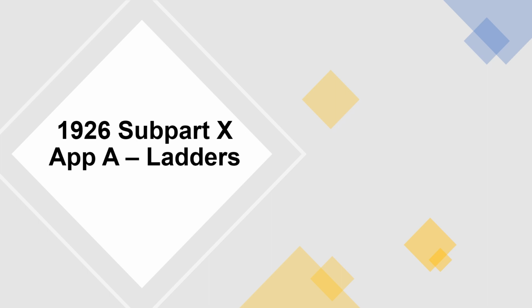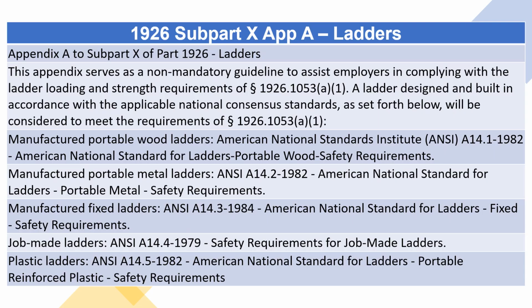1926 Subpart X Appendix A, ladders. Appendix A to Subpart X of Part 1926, ladders. This appendix serves as a non-mandatory guideline to assist employers in complying with the ladder loading and strength requirements of Section 1926.1053(a)(1). A ladder designed and built in accordance with the applicable national consensus standards, as set forth below, will be considered to meet the requirements of Section 1926.1053(a)(1).